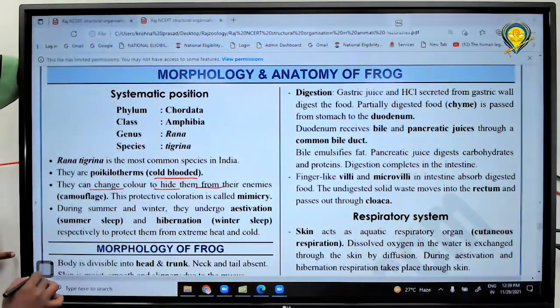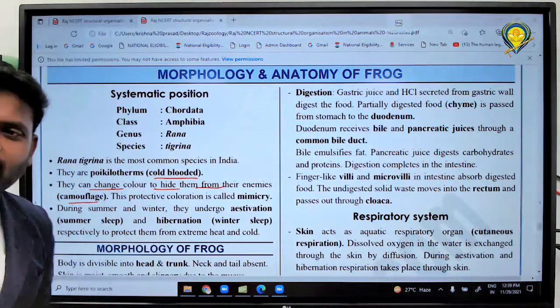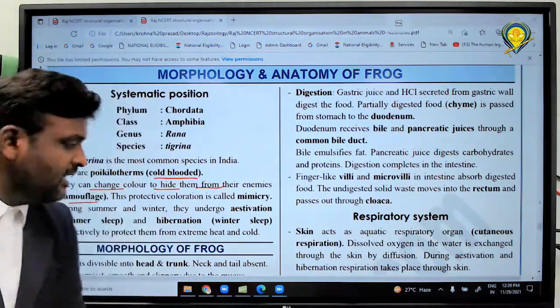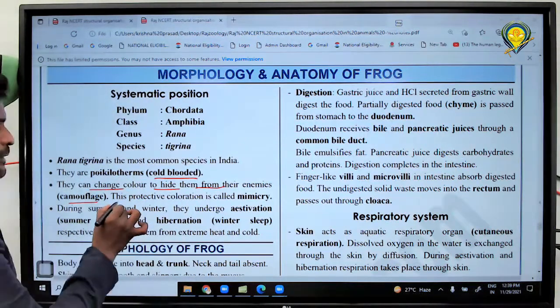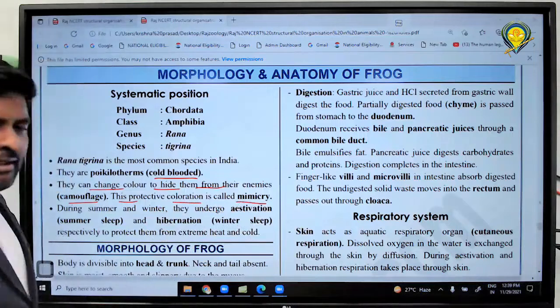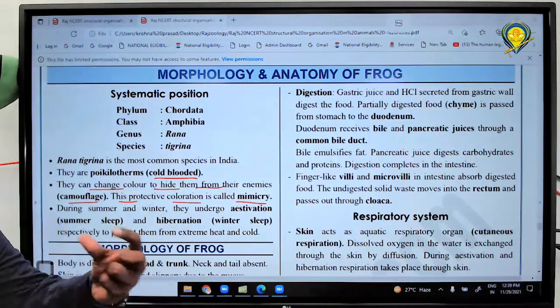And that kind of phenomenon is called what? Camouflage. Camouflage means changing their body color. Very good, right? And this protective coloration is also called what? Mimicry. Mimicry, right?